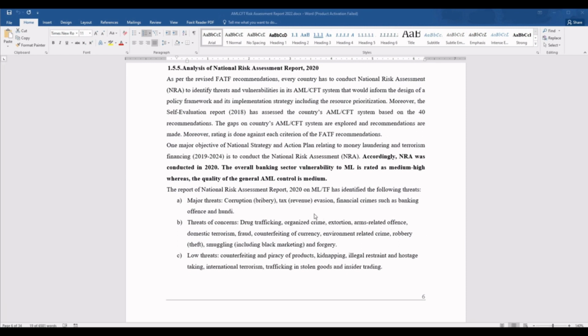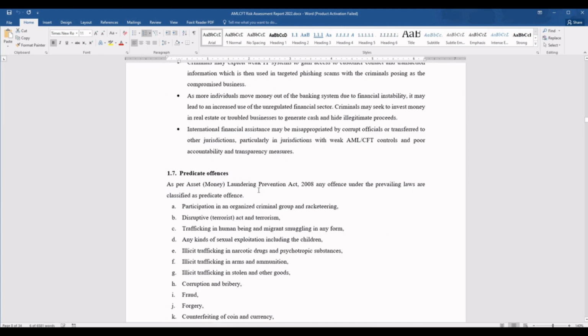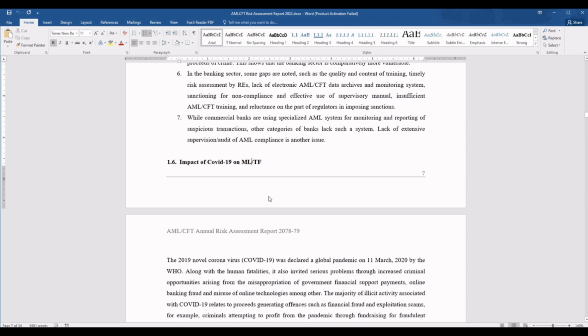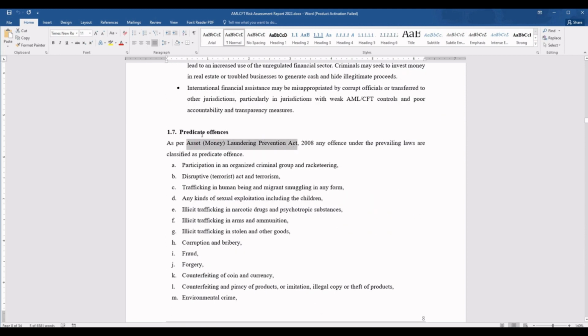So after this, there is a section on the impact of COVID-19 on money laundering and terrorism financing. These are extra content that you may or may not include in your report. These are the predicate offenses listed by our Anti-Money Laundering Act.